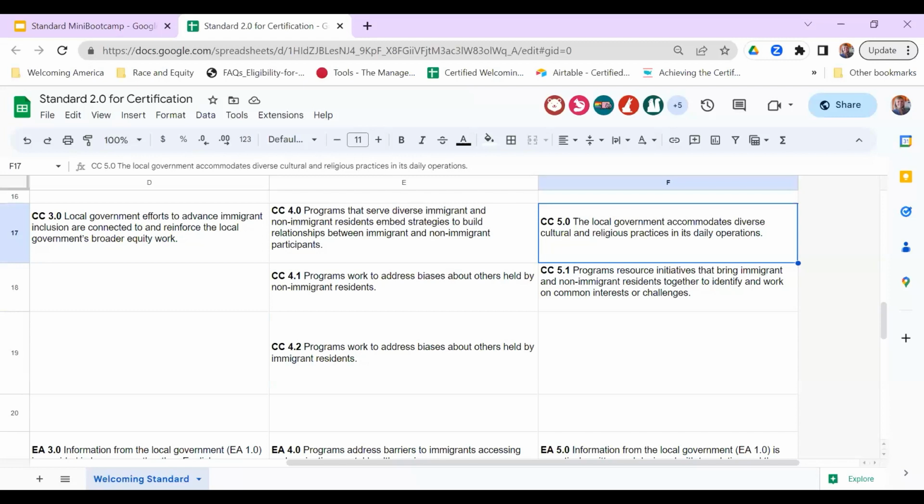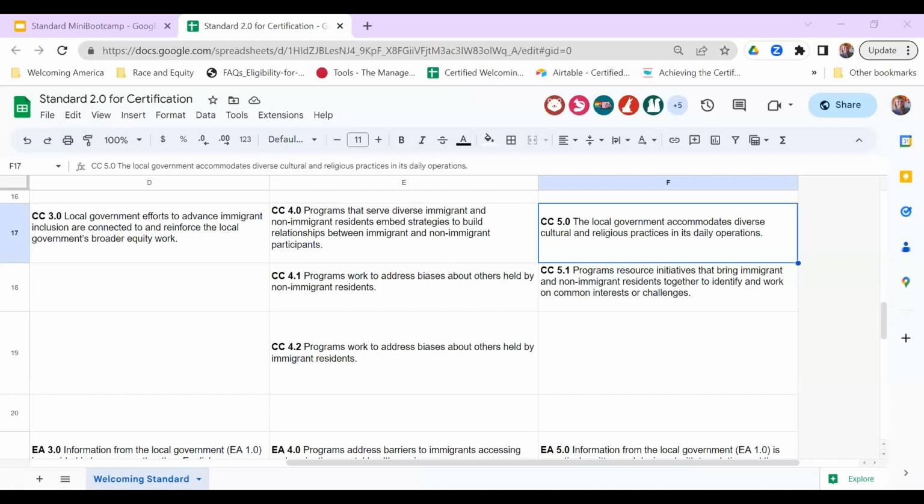And then all the way up to 5-star. So we have one, which is around the local government accommodating diverse cultural and religious practices in its daily operation. So this would be things like dress code and holiday recognition.